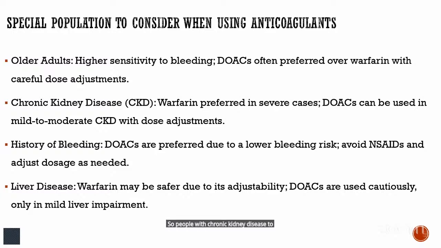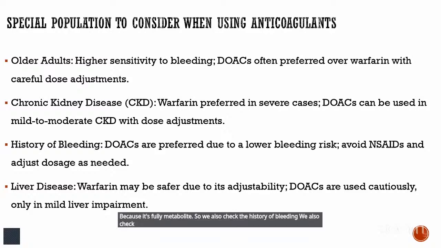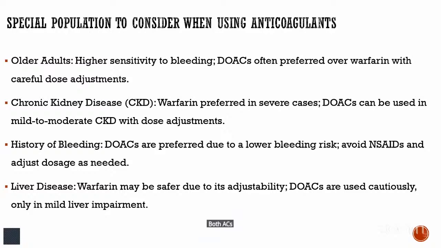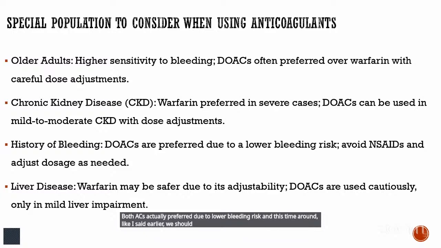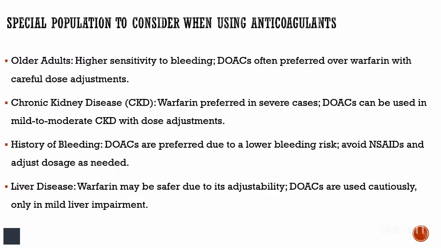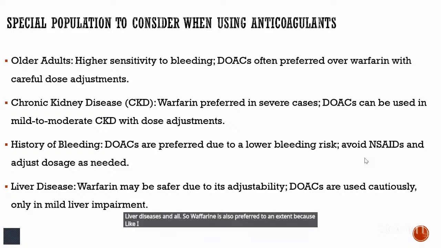But DOACs will be preferred. Why will they be preferred? Because warfarin is actually metabolized and not. So we also check the history of bleeding. DOACs are actually preferred due to lower bleeding risk. And this time around, like I said earlier, we should avoid NSAIDs and always adjust the dosage as needed. Liver diseases and all. Warfarin is also preferred to an extent because, like I said, the dosage of warfarin can actually be adjusted. DOACs are also used cautiously, only in mild kidney and liver impairments.